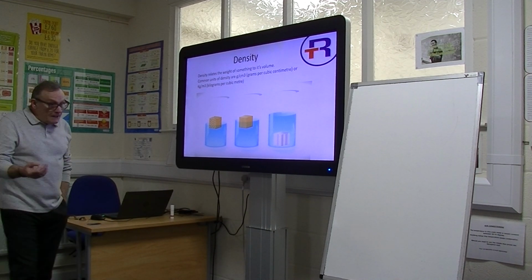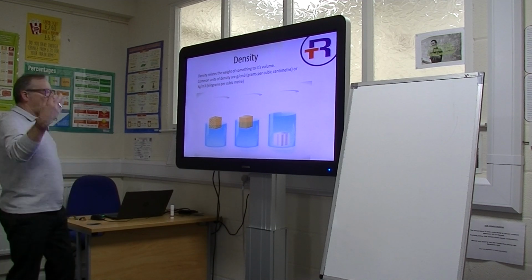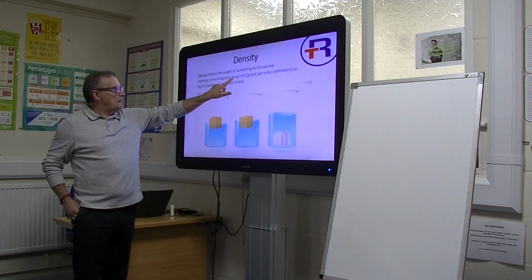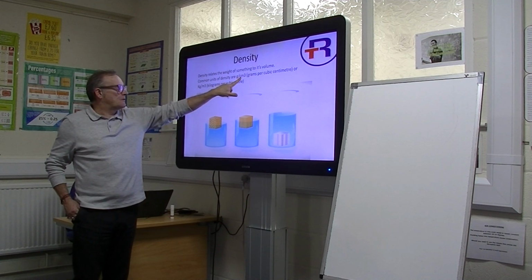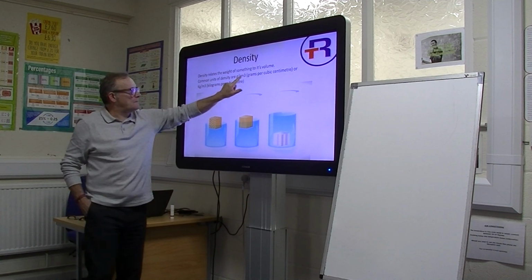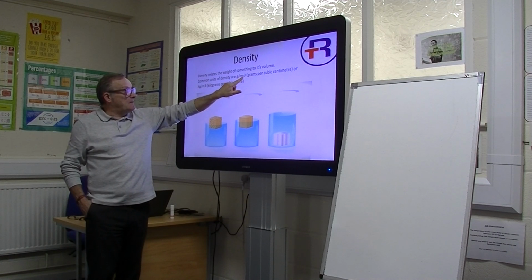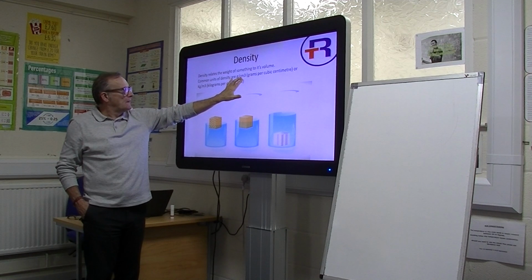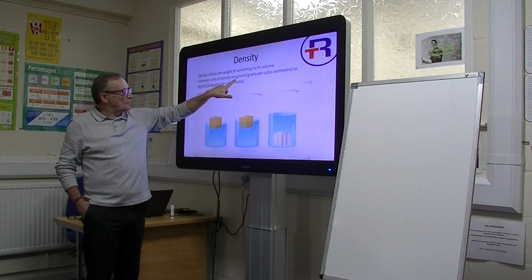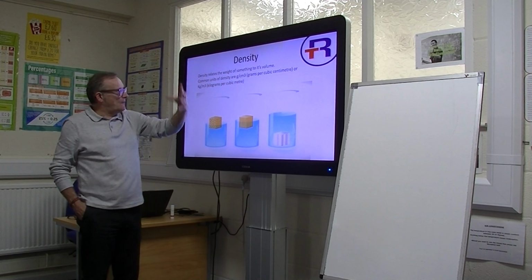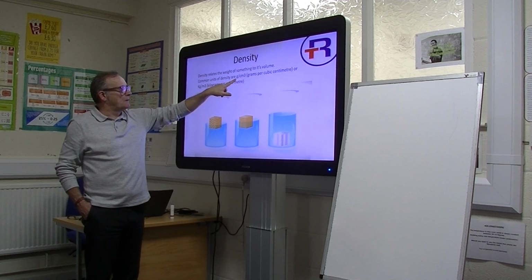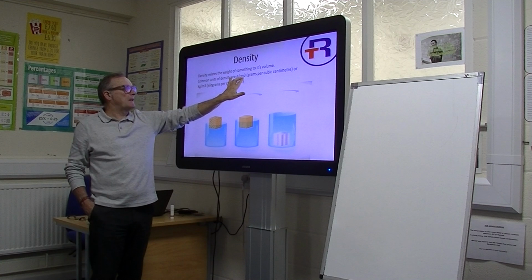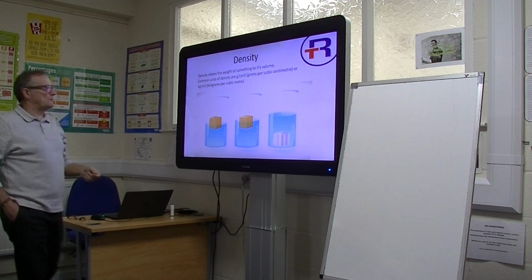Like speed was miles per hour or kilometres per hour, when we're talking about density, we're talking about the weight of something compared to its volume. We've just learnt that volume is measured in centimetres cubed or metres cubed. Weight is grams. So if we were talking about the weight of something, it would just be the gram. If we were talking about the volume of something, it would just be the cubic centimetres or cubic metres, depending on what we're talking about.